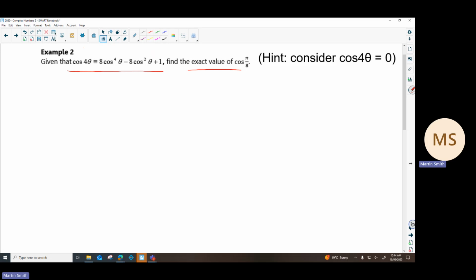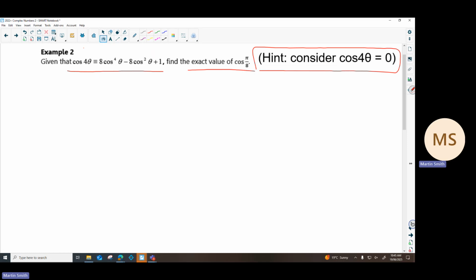The purpose of this equation is to work out the exact value of cos of pi over 8. Now, I think it is very difficult to see how to use this trig identity to prove that without giving a hint. And this is my hint. I am going to consider the equation cos 4 theta is 0. And I'm actually going to solve this in 2 different ways. In one of the ways cos of pi over 8 will turn up. The other way will enable me to work out what the exact value of cos pi over 8 is.